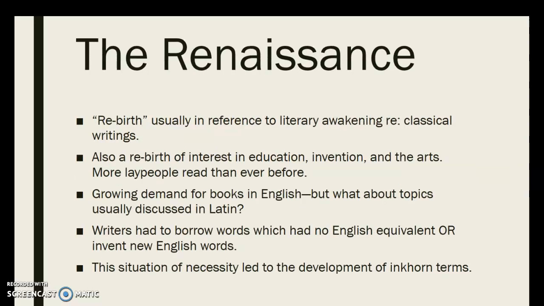The beginning of the early modern period coincides with the English Renaissance, which means rebirth. Most people think of the Renaissance as a great period of artistic and literary production, which is true, but it's also a renewal of interest in individuality through education, invention, and self-discovery. More lay people were reading books than ever before, and we see this lead to a growing number of books published in English. There are some topics usually discussed in Latin, though, like science and medicine.